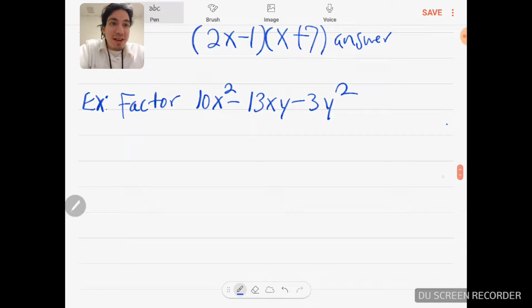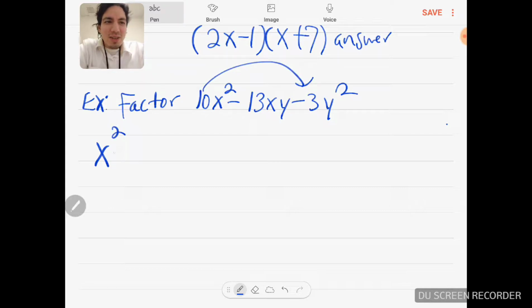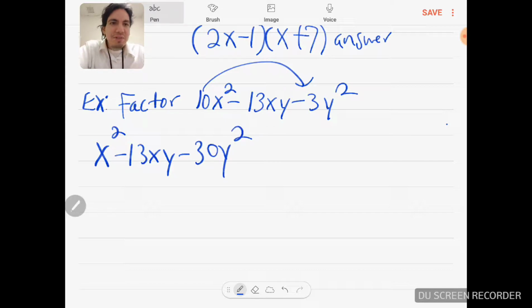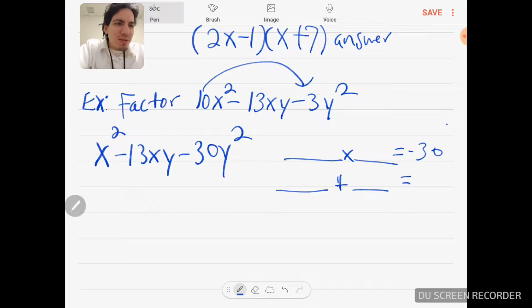Factor, holy crap. Yeah, no. I'm sorry. I blanked. This should still work. x squared minus 13xy minus 30y squared. Okay, that's fine. So same idea. Two numbers that multiply to give me -30, and the same two numbers need to add to -13. Okay, this is going to be interesting.